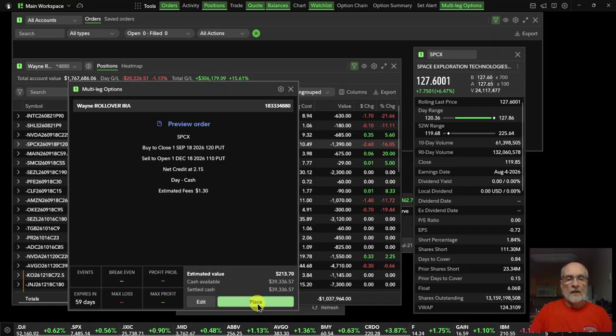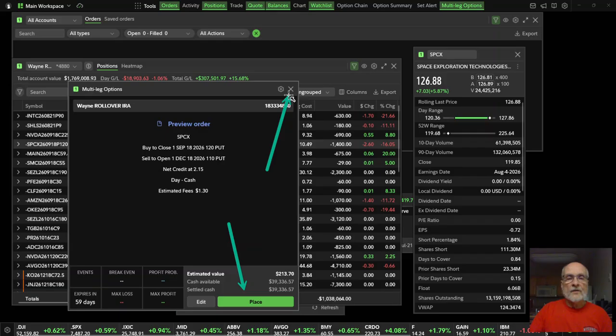So if I were to click place, this order would be entered, and if there was a buyer, I would receive the shares. I'm not going to do that. So instead of entering that contract, I'm just going to cancel this contract. So I'm not going to place it. I'm just going to click on the X, and that would terminate this contract.